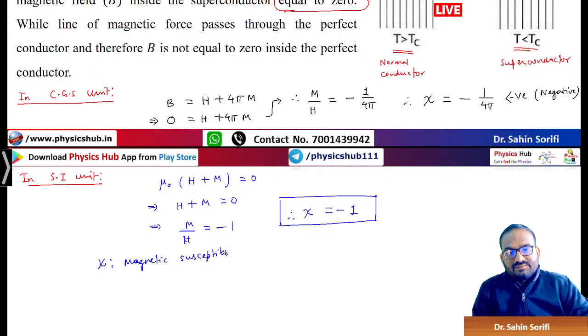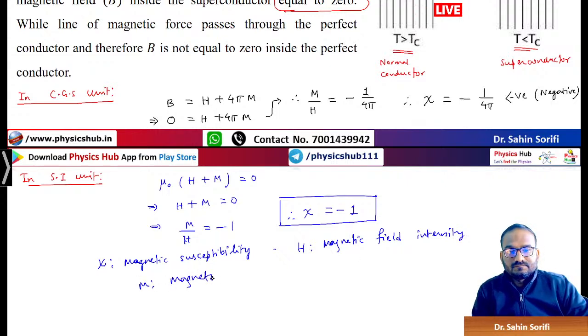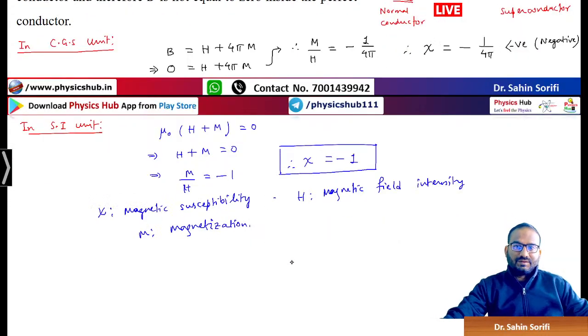Now, what is the significance of this value of minus 1? H, what is it? Magnetic field intensity. And what about M? M is the magnetization. Okay.